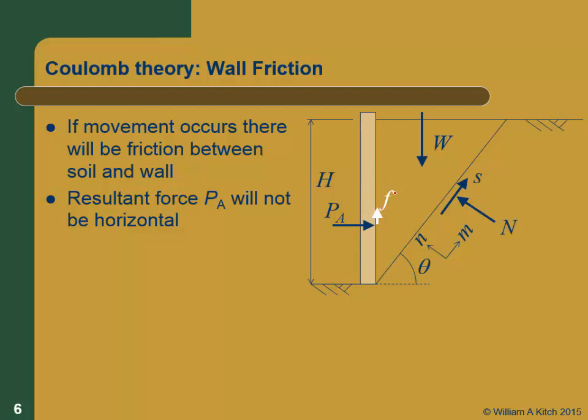So there's going to be some upward force. It's a downward force on the wall, or it's an upward force on the wedge as the wall moves. It's going to be some frictional force from the wall friction. And so the resultant is that PA is not going to be horizontal, but in the active case, it's going to be angled up. And we call that angle delta usually. It's called the wall friction angle, or sometimes just the wall angle.